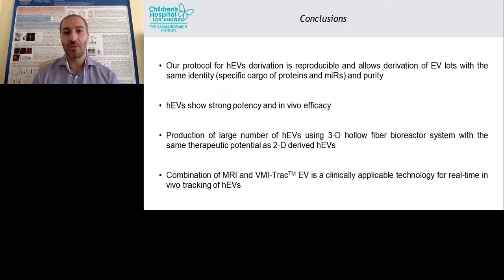So with this, I would like to conclude by stating that our protocol for human EV derivation is reproducible and allows for derivation of a large number of EV lots with similar identity, purity, and potency. That human-derived EVs show strong in vivo efficacy, as shown by our assays, and that the production of large numbers of EVs using the 3D hollow fiber bioreactor system is similar to, if not better than, the 2D derived human EVs from our laboratory cultures. And that the combination of MRI technology and the VMI tracking system is a highly applicable technology for real-time in vivo tracking of EVs that can ultimately shift the paradigm in safety.